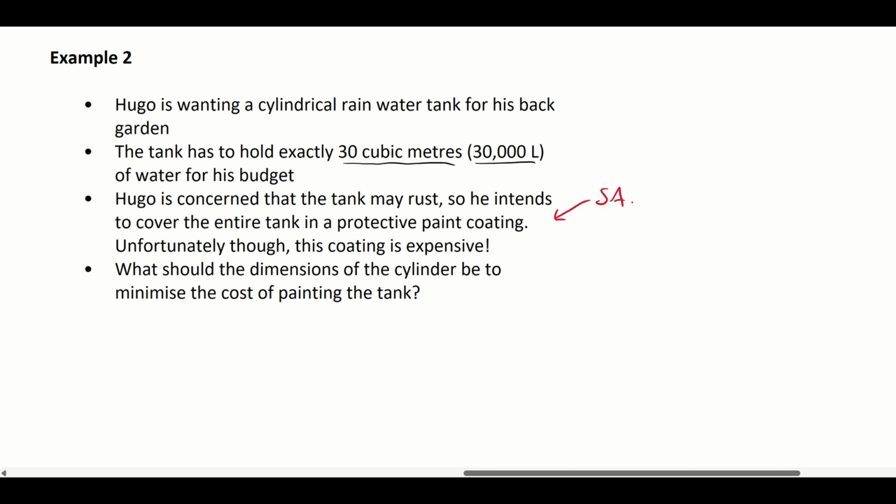Hugo is concerned that the tank may rust, so he intends to cover the entire tank in a protective paint coating. So here we're looking at the surface area. To paint an entire 3D object, you're looking at the surface area, all of the area on the outside. But unfortunately, this coating is expensive. So he wants to get a 30 cubic meter water tank that minimizes the surface area. We want the surface area to be as small as possible, so he uses the least amount of paint.